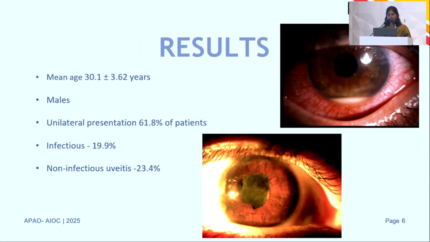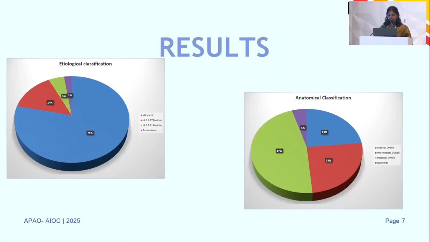The mean age was around 30 plus or minus 3.62, and because it's only the serving soldiers, all my patients were male. Unilateral presentation was seen in 61.8% of patients, infectious causes were detected in 19.9%, and non-infectious in 23.4%. Looking into the etiological classification, the idiopathic definitely accounted for 79%, followed by HLA B27 positive and B51 positive in 5%, and tuberculosis in 2% of cases.